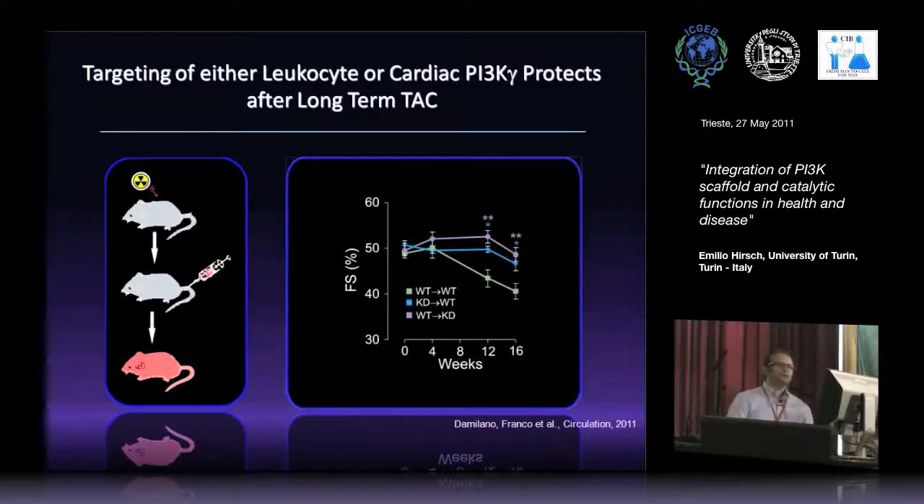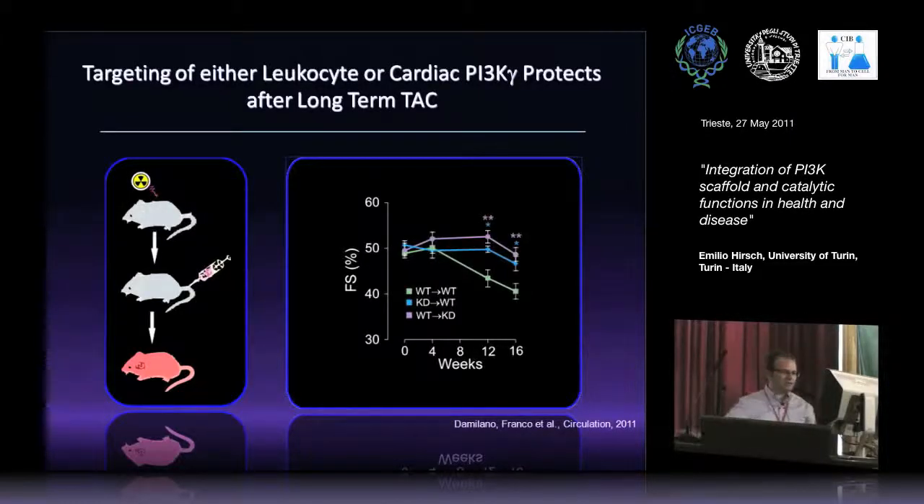Because I told you PI3 kinase gamma is important in inflammatory reactions in leukocytes, but I also started to say PI3 kinase gamma is expressed in cardiomyocytes as well. So to try to address this specific question, we studied mice that were irradiated and where bone marrow was transplanted.